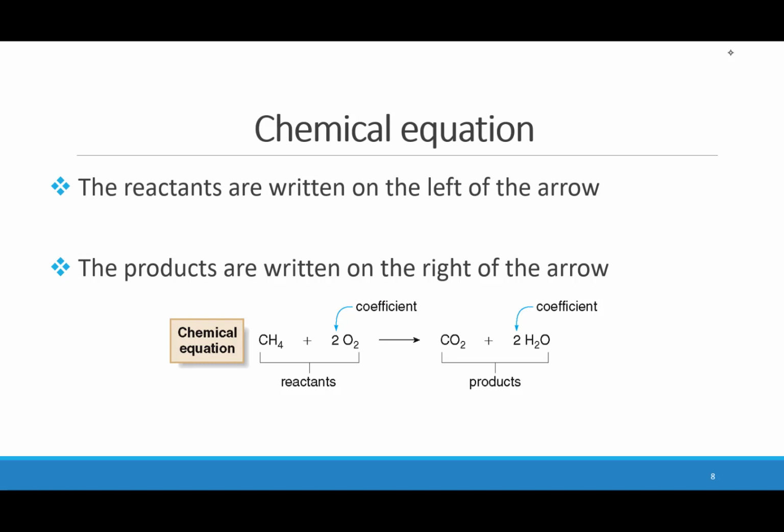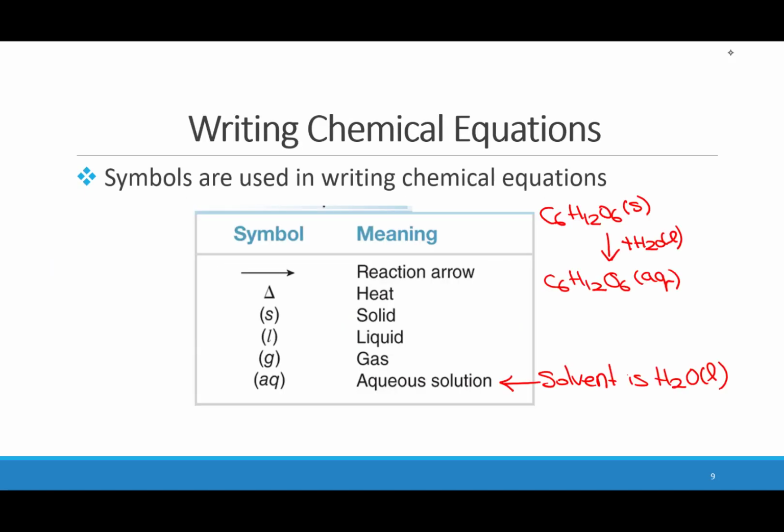Also, we use coefficients to balance our chemical equation because we have to follow the law of conservation of mass, and based on the law of conservation of mass, we cannot have any missing atoms or create any atoms. That's why we use coefficients to make sure we have the exact same number of each species, whether it's a reactant or product, on each side of the equation. These are some of the symbols that are used when we are writing chemical equations.